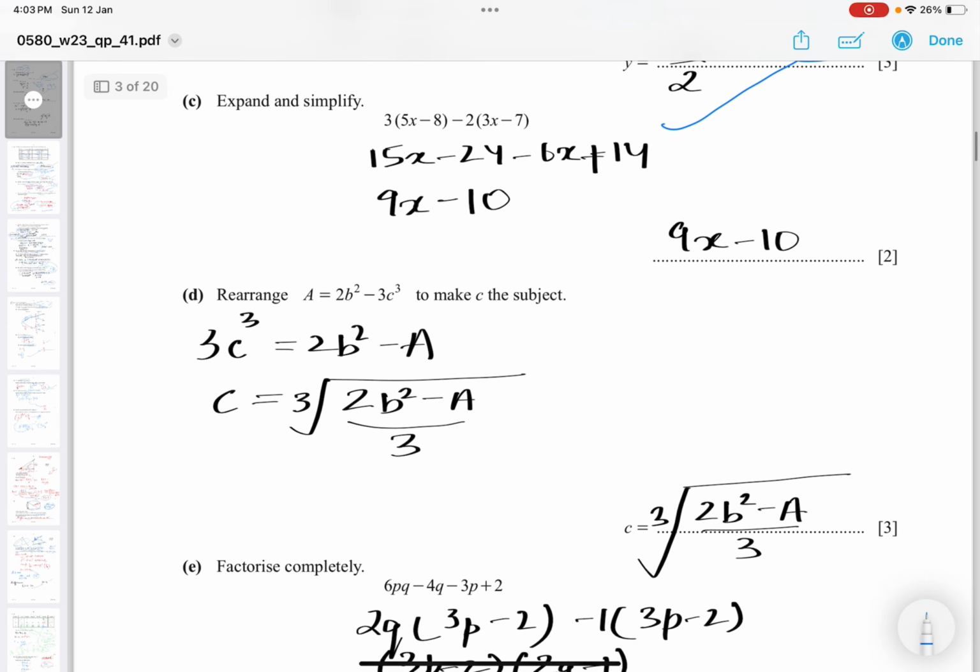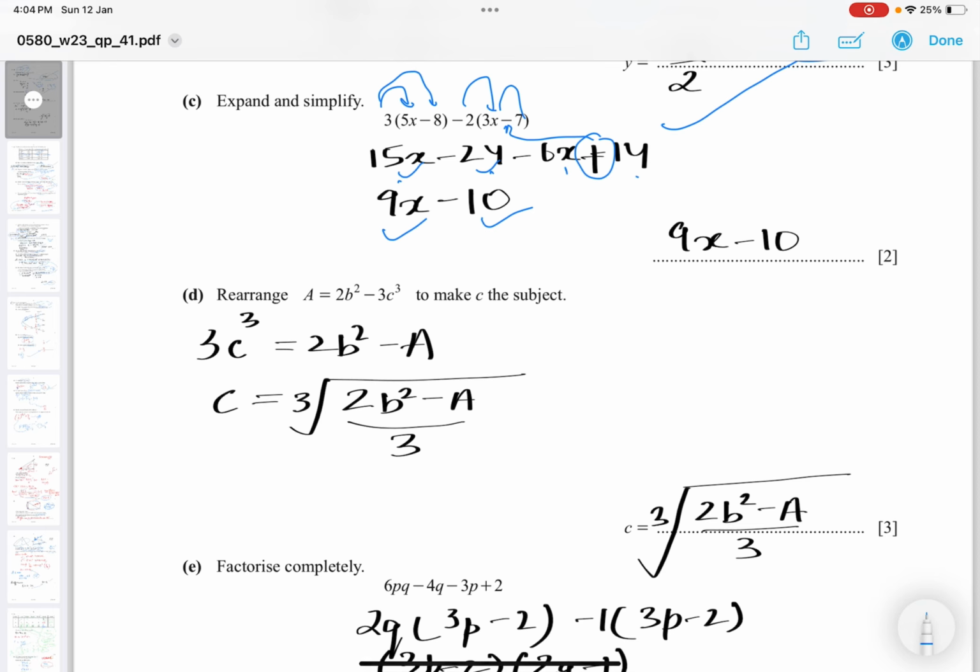We have to expand and simplify. We'll multiply 3 by both numbers. That will result in 15x minus 24, minus 2 by both numbers. See, minus is outside, so don't forget to change the sign. Alright, 15x minus 6x is 9x, minus 24 plus 14 is minus 10.